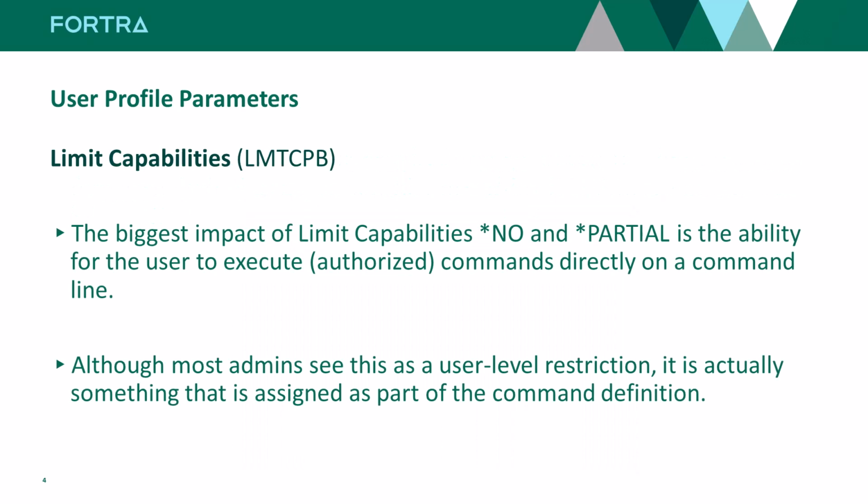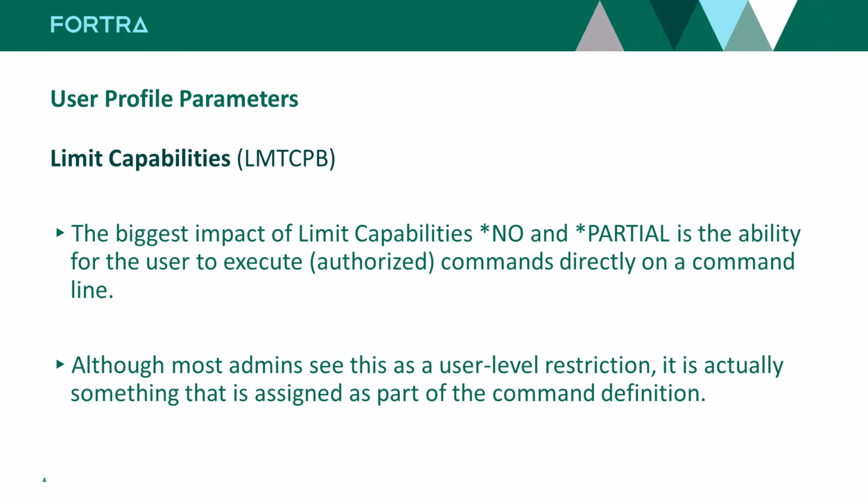One of the largest impacts of setting limit capabilities to star no or star partial is the ability for the users to execute any command they have authority to on the command line through an interactive session. Although most admins expect that user level restrictions are enough, realize that something that is assigned as part of the command definition can also allow a user to run that command.